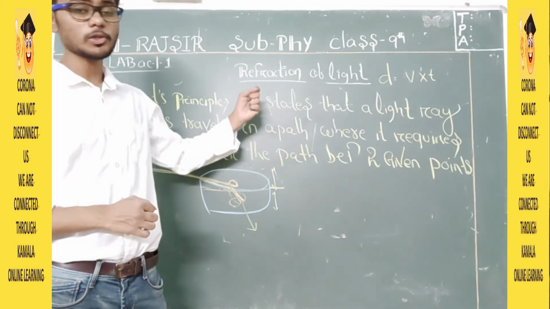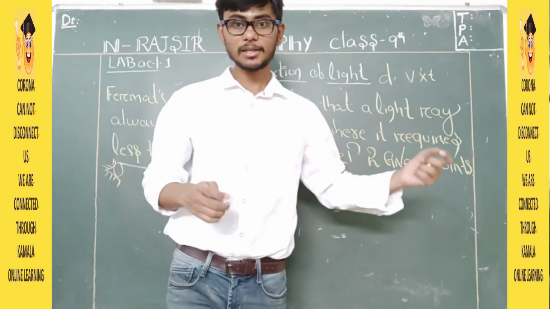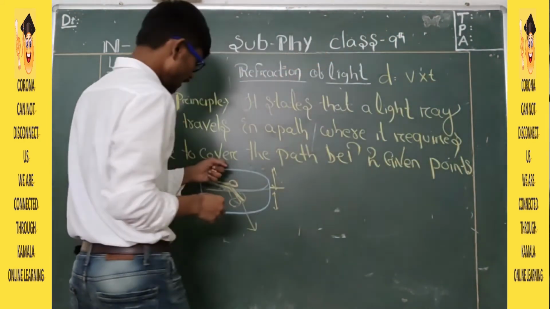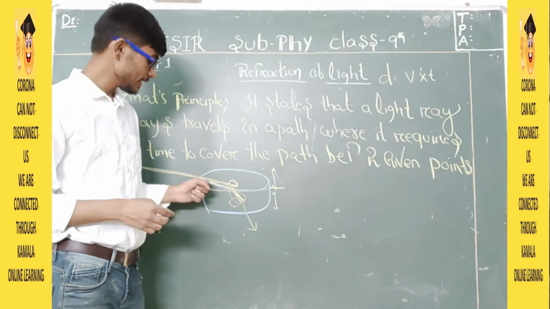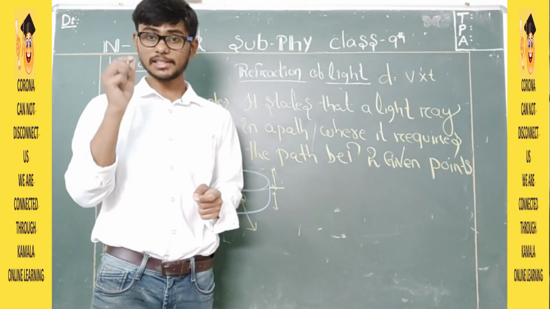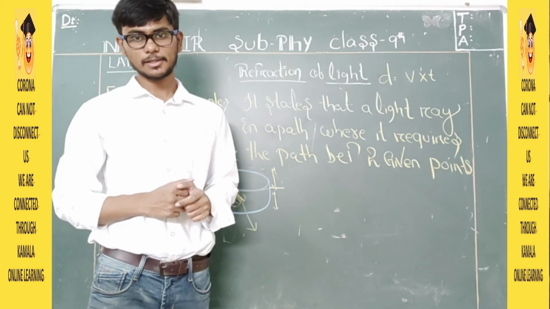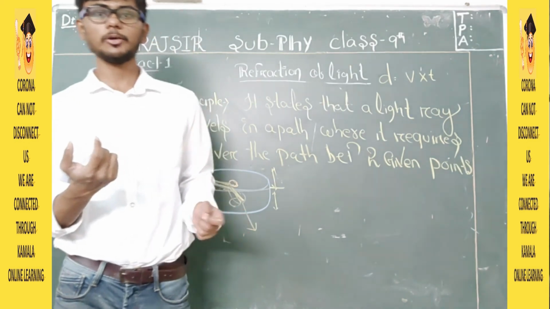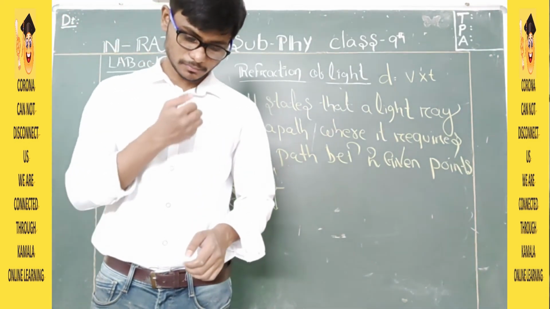So now we come to our original definition. What exactly is it? When light is traveling from one medium to another medium, suppose this is our air medium, this is our water medium. When light is traveling from air medium to water medium, the speed of light changes. This change in speed of light is called refraction or the bending of light. Here you see the light ray is bent. This bending of light phenomenon is called refraction.